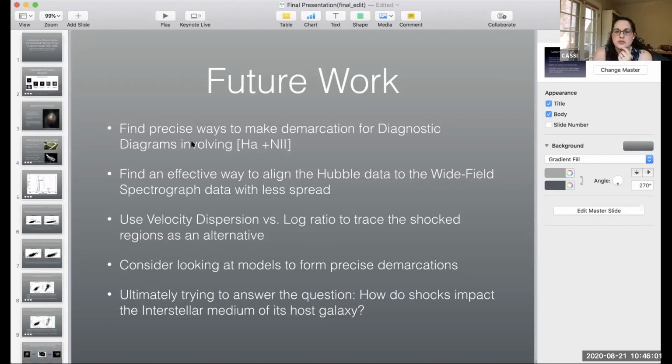Any other questions for Jeysen? All right, very nice job. Oh, sorry, can I ask a question? Go ahead, Lauren. I'm always late. That was a very nice talk. Have you thought at all about what kind of models you might use to do the demarcations between the shocks and the H2 regions? We actually, that was the final step in this summer project. We didn't look at any models, but we considered at the end, because we saw that the Hubble data wasn't aligning well with the wide field spectrograph data. So we're considering looking at models. We don't know which models yet, but we're taking models into consideration. Very cool, thank you.